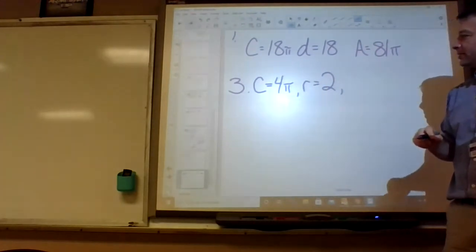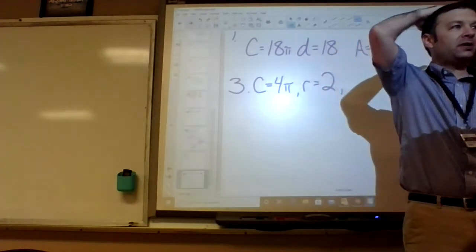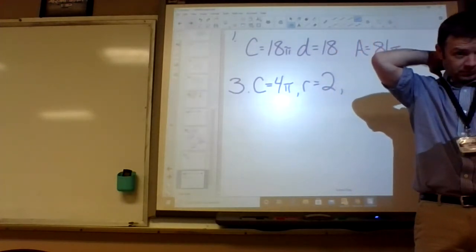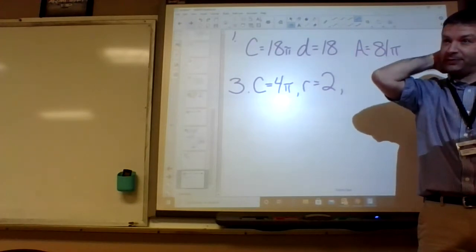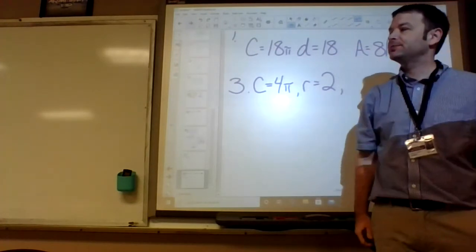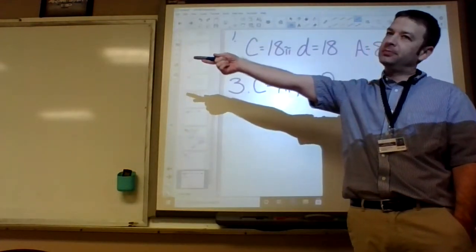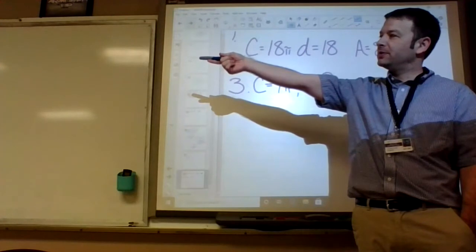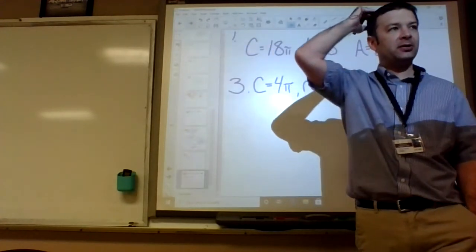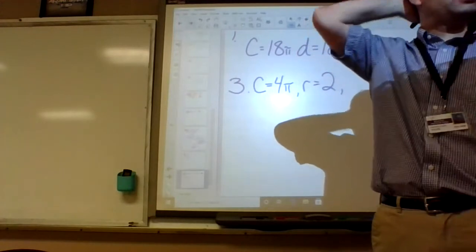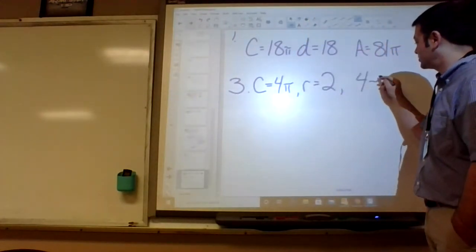Okay, what else do we need? We need the area. If the radius is 2, how do I find the area? Chase, if the radius is 2, how do I find the area? 3 times 3.14? Nope. 3 times pi? Nope. Radius squared. So what is 2 squared? 2 times 2 is 4. So the area on this one is also 4 pi.